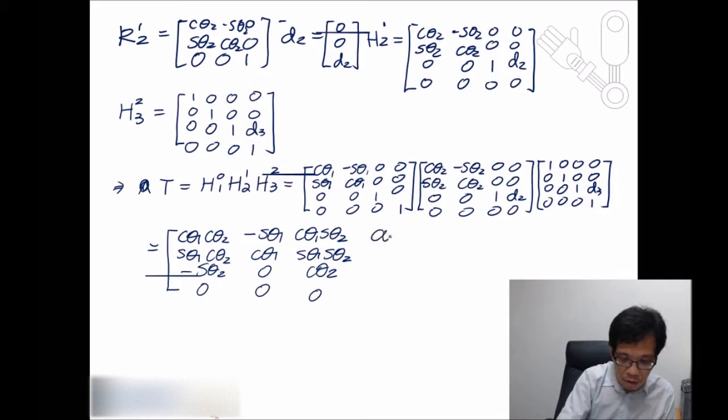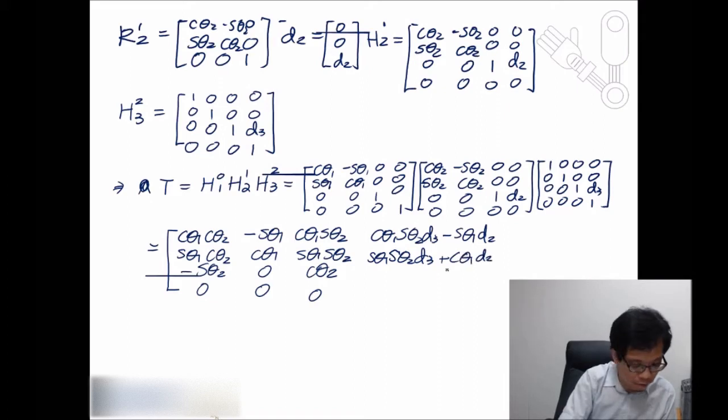This is going to be cosine theta 1, sine theta 2, d3, minus sine theta 1, d2. Second term is going to be sine theta 1, sine theta 2, d3, plus cosine theta 1, d2, cosine theta 2, d3, and 1 over here.